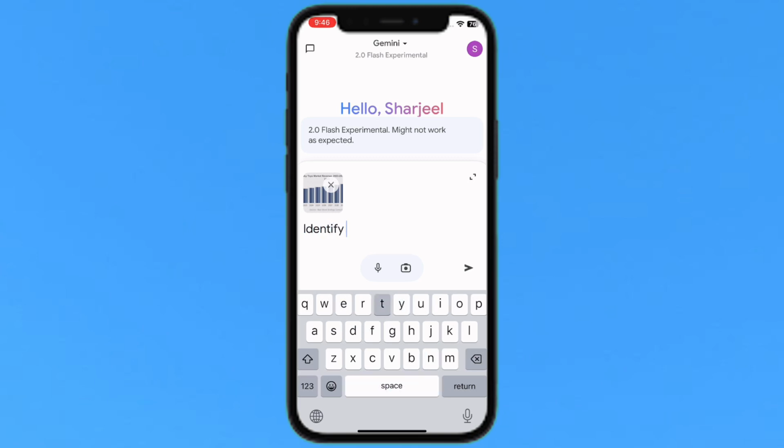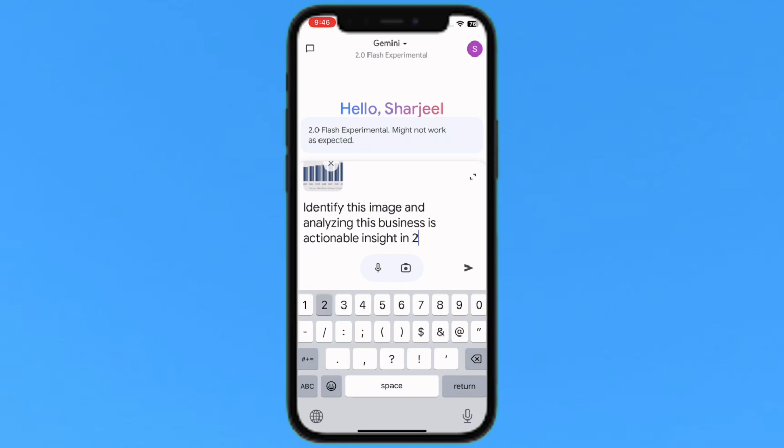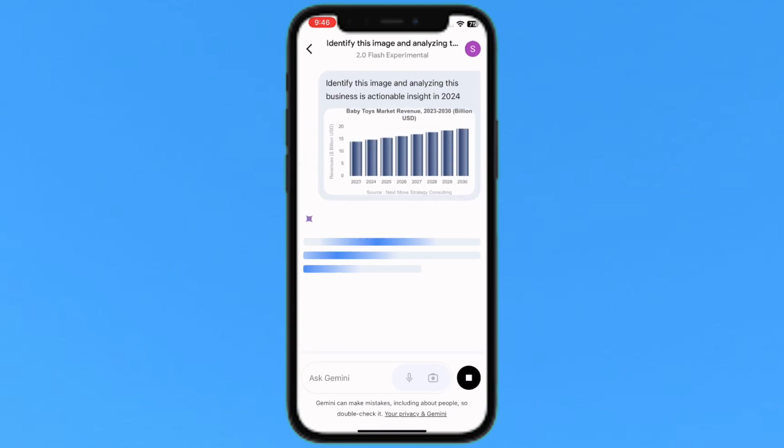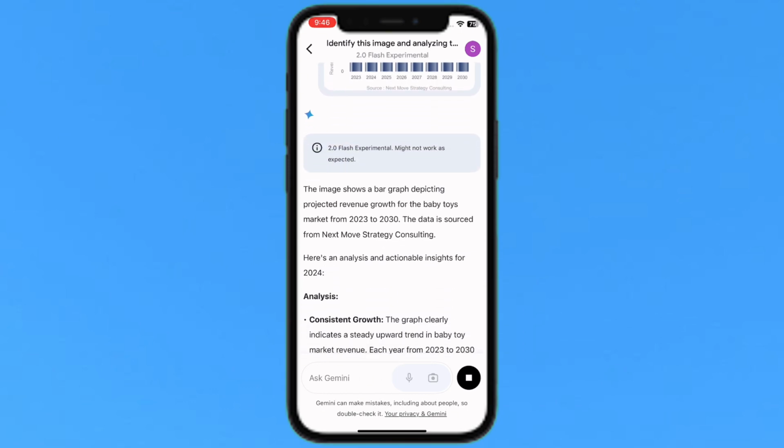to identify this image and analyze this business, and give actionable insights in 2024. So let's see the answer about this picture I attached.